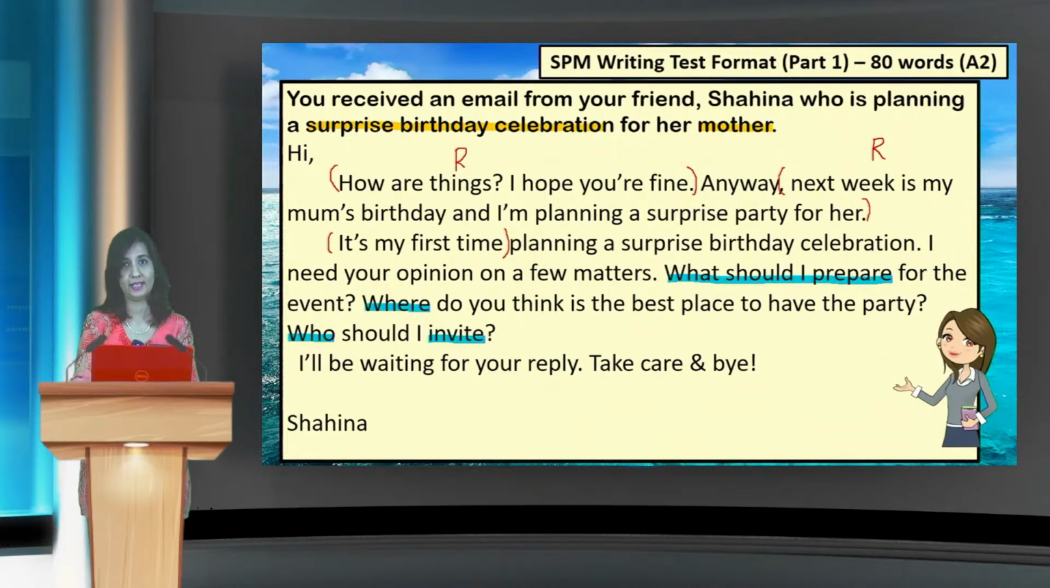Who should I invite? Okay, for content elaboration, which is CA, you can add on a why, a reason. What should I prepare? And you give a reason. Where do you think is the best place to have the party? You suggest a place and you give a reason. Who should I invite? As well as a reason. Include a reason.